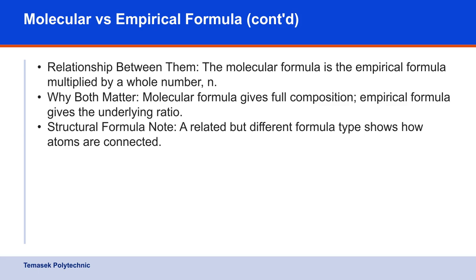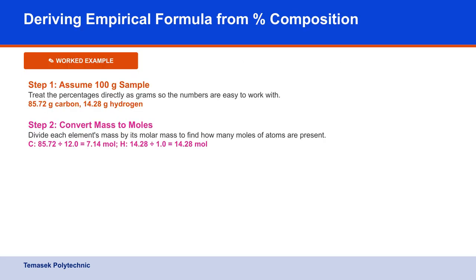And just a quick note, there is a 3rd type called the structural formula, which goes one step further by showing how atoms are actually bonded and arranged in space. That becomes important later when properties depend on molecular geometry, not just composition. Before we go through this together, pause the video and give this a shot on your own.